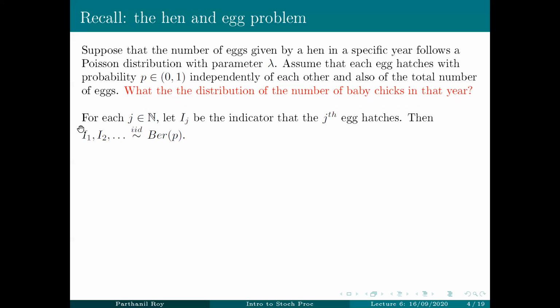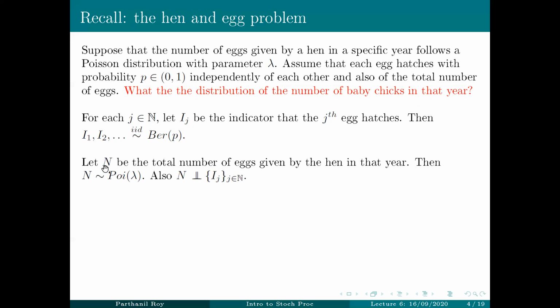So we formulated this as follows. For each j, we defined an indicator random variable I_j that denotes the indicator that the jth egg hatches. Then of course, by the given condition, the sequence of I_j's is a sequence of IID random variables that follow Bernoulli distribution with parameter p. And also, let n be the total number of eggs given by the hen in that year. Then again, by the given condition, n follows Poisson(lambda), and also n is independent of this I_j process completely.